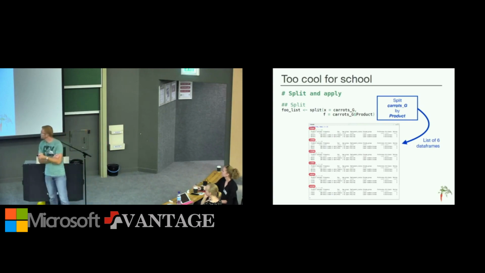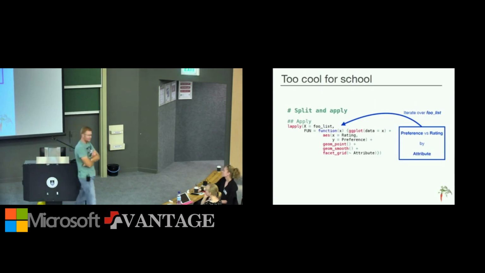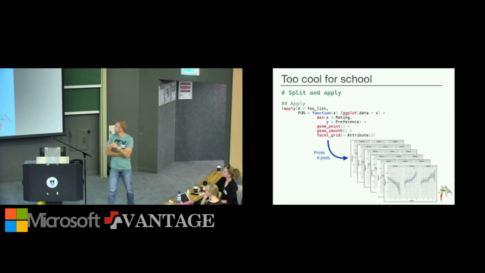Types of carrots. Then you can use the apply functions, and there's a suite of them, but in this case it's a list, so I didn't want to simplify it, so I did the lapply. And the lapply works really nicely. All I did was take the data and shove it into a function. In this case, the function is a ggplot function doing the relationship between rating and preference, and faceted by attribute. And what do I get?